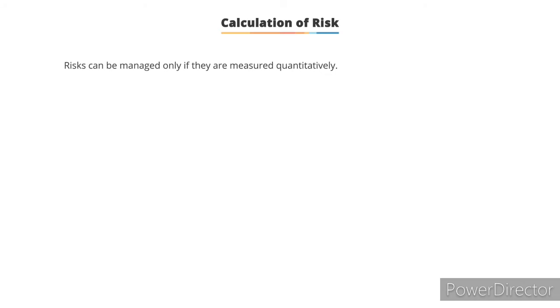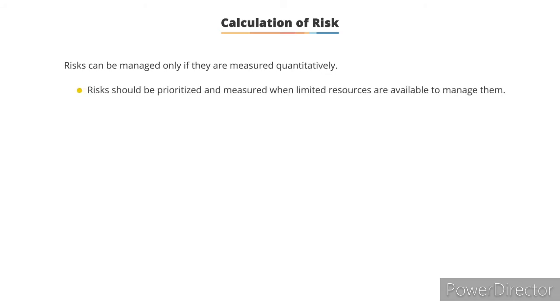Risks can be managed only if they are measured quantitatively. Suppose there are many risks identified in a project, and you have limited resources to manage them. You should know which risk is most important that has to be managed first. Therefore, measuring risk becomes very critical.